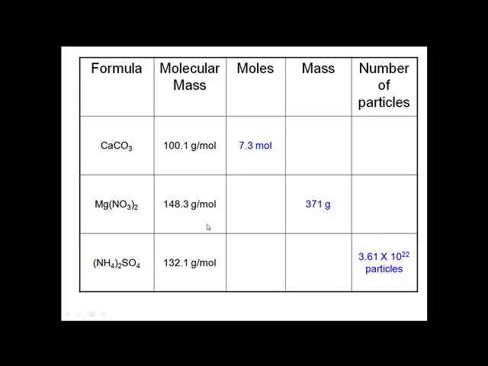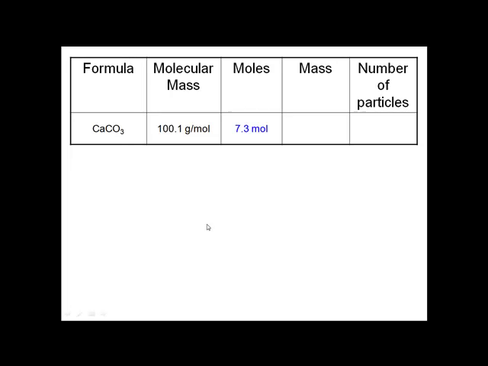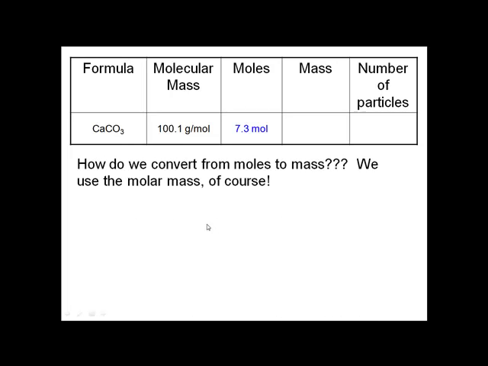Let's look at our top line. We have 7.3 moles, and we need to get the mass of this. I gave you the molecular mass. We had already calculated that earlier. So how are we going to go from moles to mass? Obviously, we're going to use our molar mass. So we take 7.3 moles. We're going to now multiply by our molar mass. We know we're going to multiply because since moles are on the bottom, we need them there to cancel out the moles on the top that we're starting with.